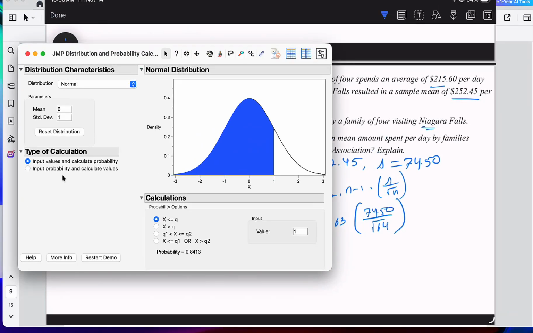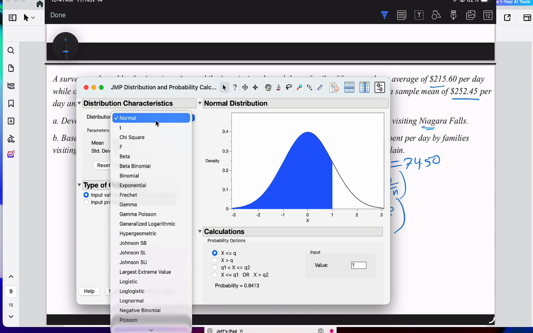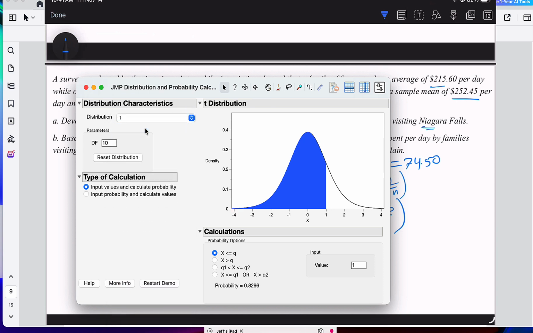So in JMP, instead of the normal distribution, we'll select the t distribution. We'll input our degrees of freedom, which in this case is 63, 64 minus 1. And we will say input probabilities and calculate the values. Now we want our alpha to be 0.05. Our combined tail area is 0.05. But the t distribution is symmetric, so we can either use the left tail or the right tail.